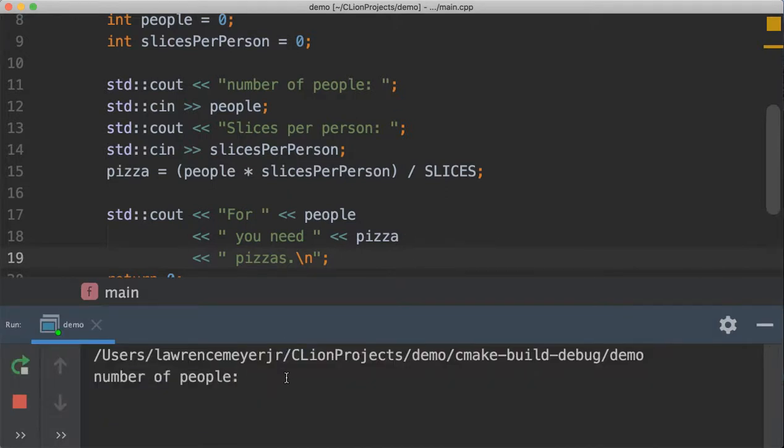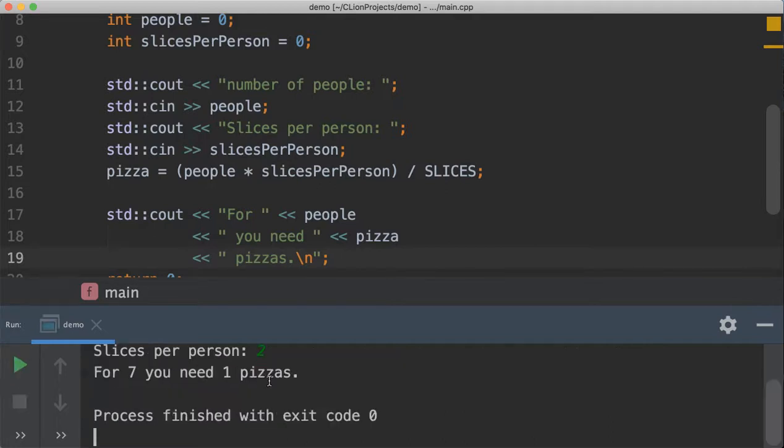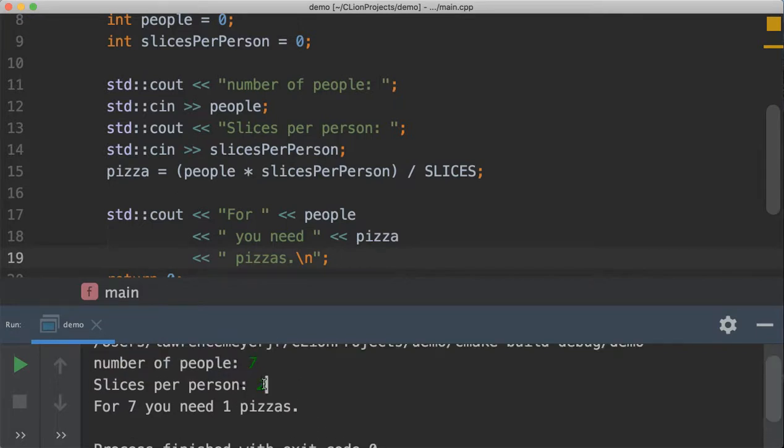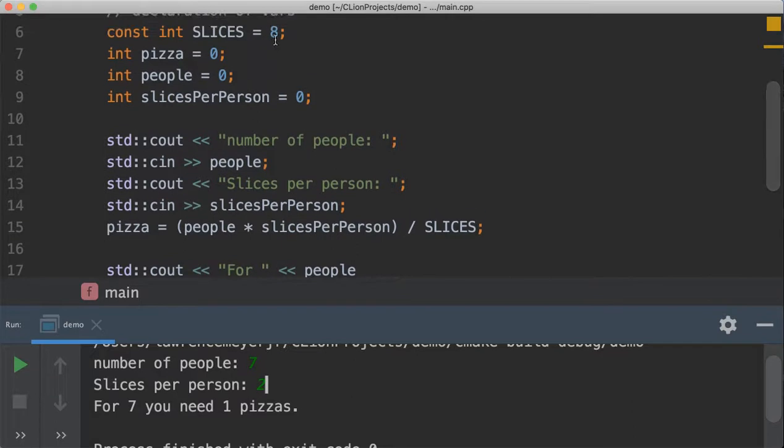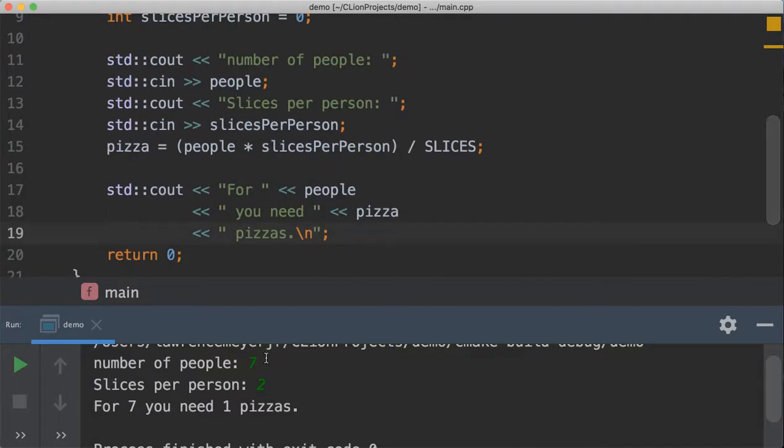We have 7 people. They each eat 2 slices. For 7 people, we need 1 pizza. What? 7 times 2 should be 14. 14 is a whole lot more than 8. Therefore, we know mathematically that this is not quite correct. This is not working in our favor, per se.